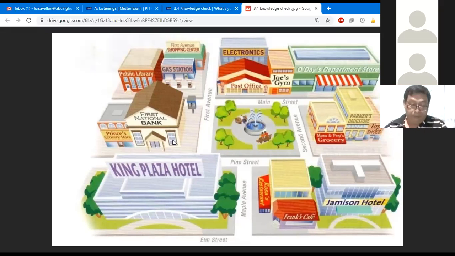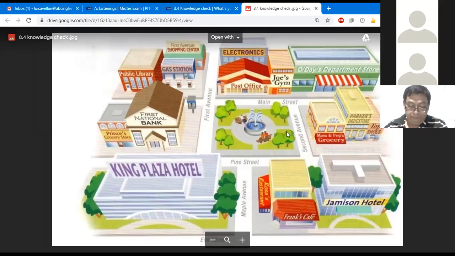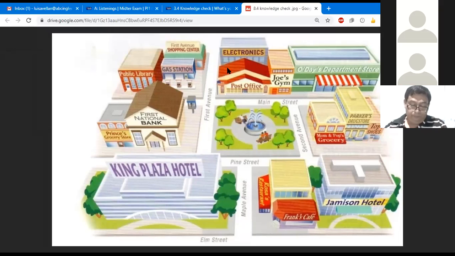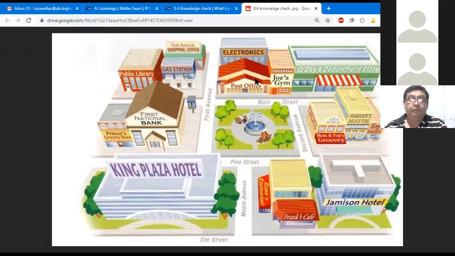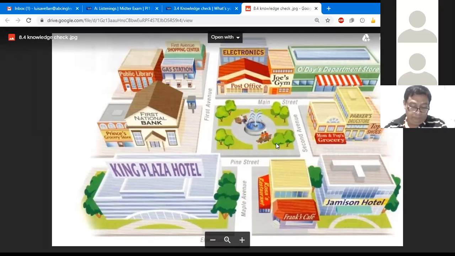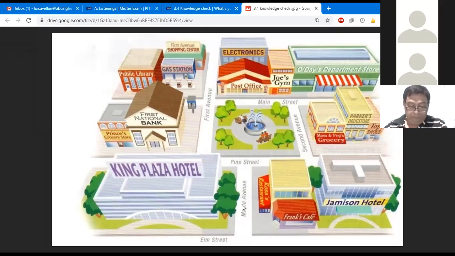Public library next to the gas station. Okay, public library. Post office, from the park. Okay, very good. Thank you.